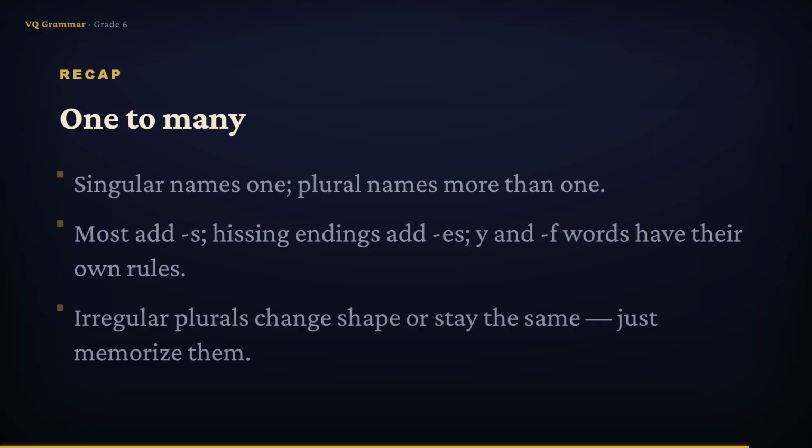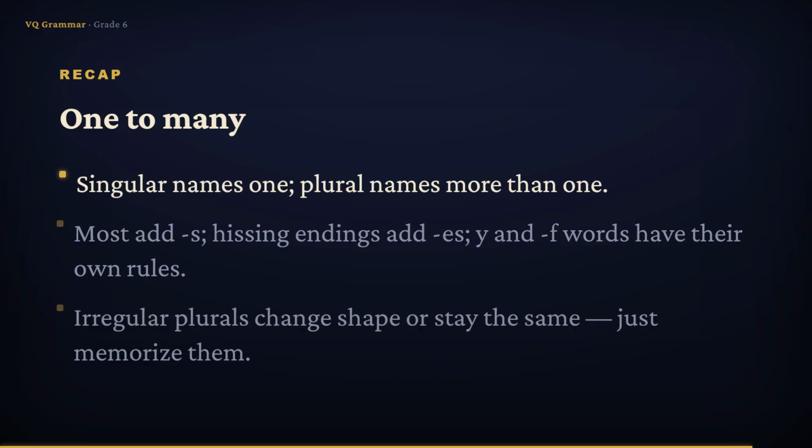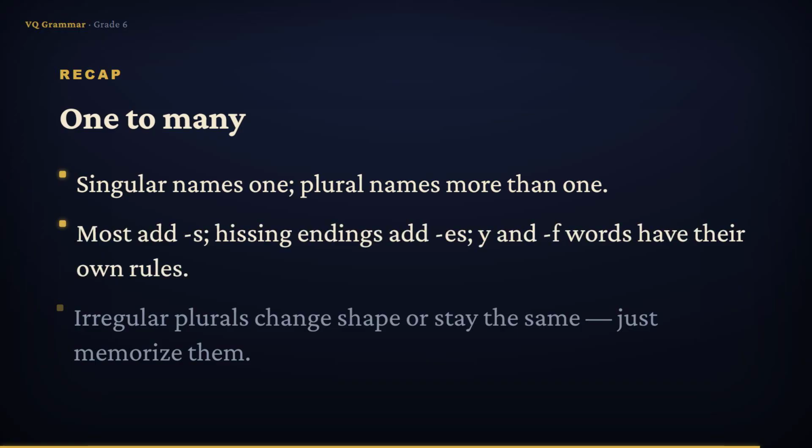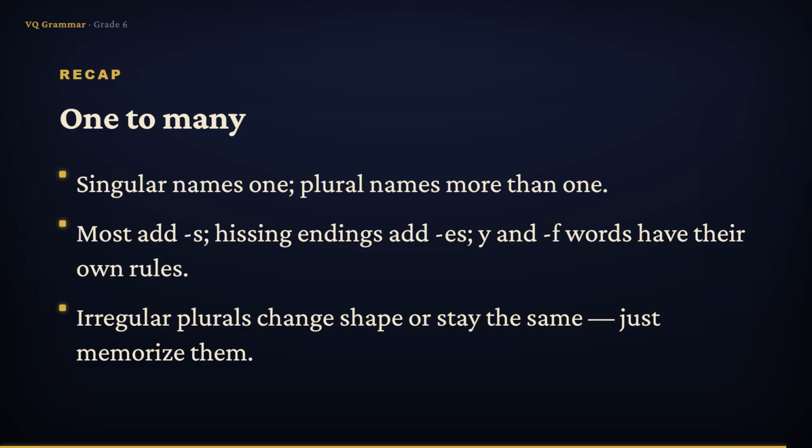Let's wrap up what we learned. A singular noun names one thing, and a plural noun names more than one. Most nouns simply add an S. If a noun ends in a hissing sound, add ES. If it ends in Y, check the letter before it. If it ends in F or FE, it often becomes VES. And a handful of irregular nouns, like child, foot, and sheep, either change shape completely or don't change at all. So those you just memorize.